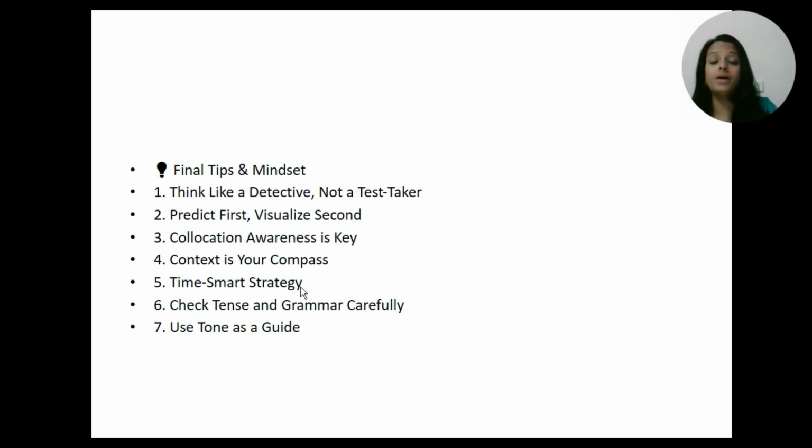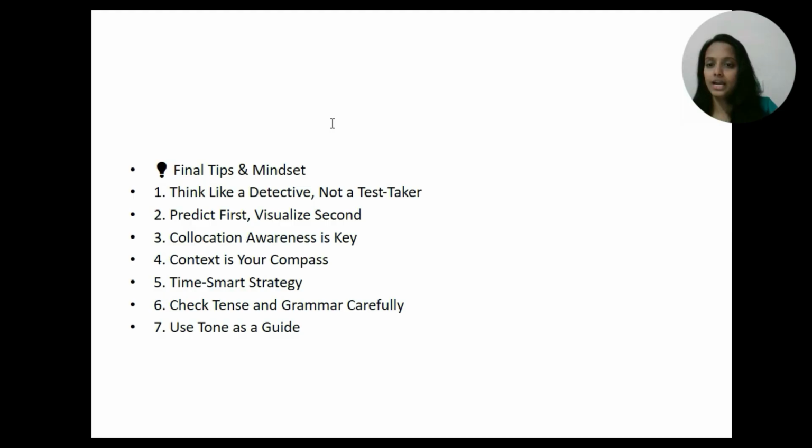And then the time smart strategy. Don't get stuck on one blank. If unsure, make your best prediction and move on. You can revisit later. Mark tricky blanks mentally, and you can mark with notes if doing practice materials so you don't waste precious time. Okay, and check tense and grammar carefully. So you have to ensure your chosen word matches the sentence tense and subject. So the common trap would be like past tense sentence plus present tense verb. So that's an automatic detection error, right? So always align tense, number, and agreement.